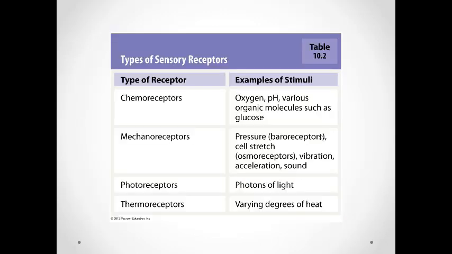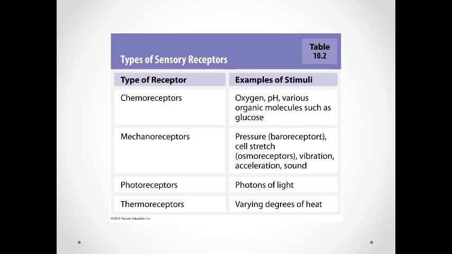So the types of receptors that we have within the body are chemoreceptors, mechanoreceptors, photoreceptors, and thermoreceptors. Chemoreceptors, like I told you earlier, are going to detect chemical things. So oxygen, pH, organic molecules, glucose, and so on. Your chemoreceptors are responsible for monitoring the levels of all of those stimuli within the blood and within the body.